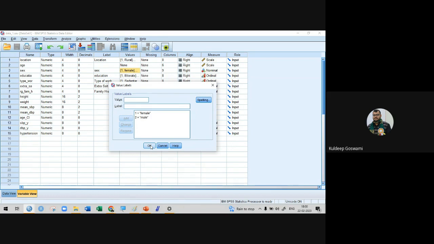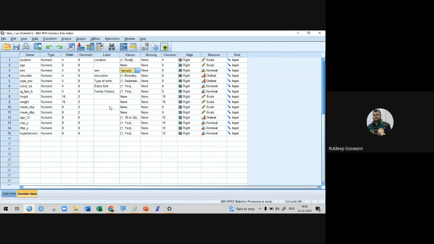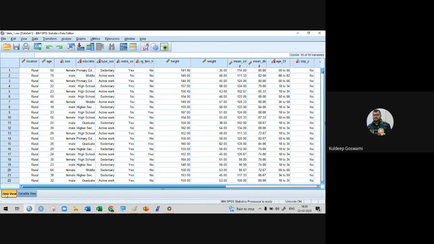There are two groups, one for female, one for male. But for mean SBP, there are no value labels, which means this is a scale variable. Directly we have some scale data or numerical data. But in the case of gender, we have qualitative data. We make it quantitative by coding, and then it is known as a grouping variable.